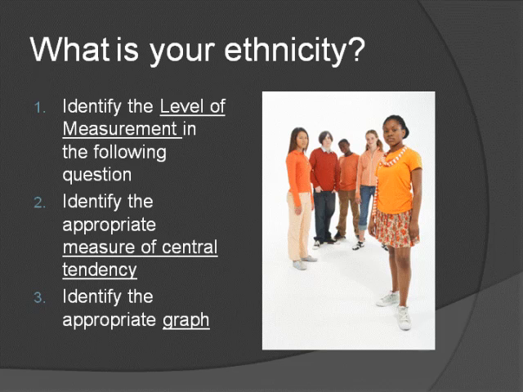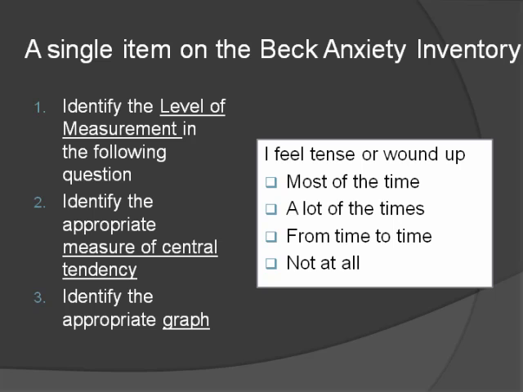Okay, the correct level of measurement is nominal. We have categories, but these categories are not ranked in any way. So there's no rank order, so it's just a nominal level of measurement. The appropriate measure of central tendency for a variable such as this is going to be the mode, and the appropriate graph is going to be a bar or a pie chart.